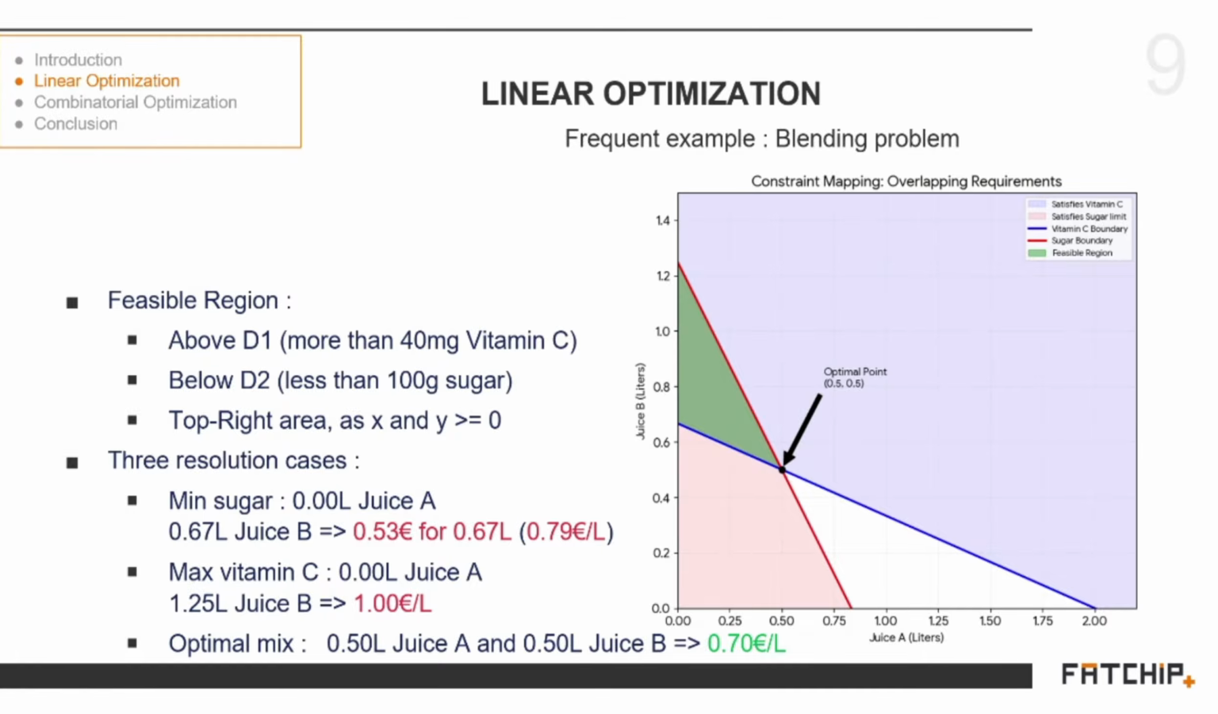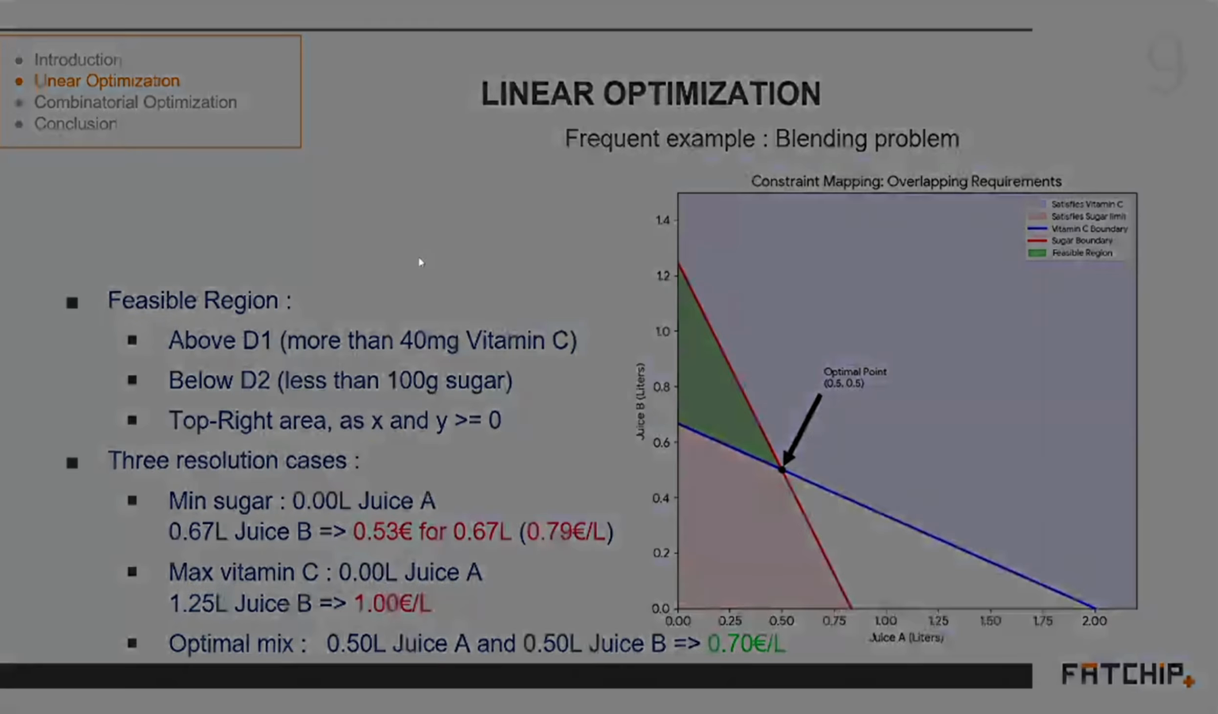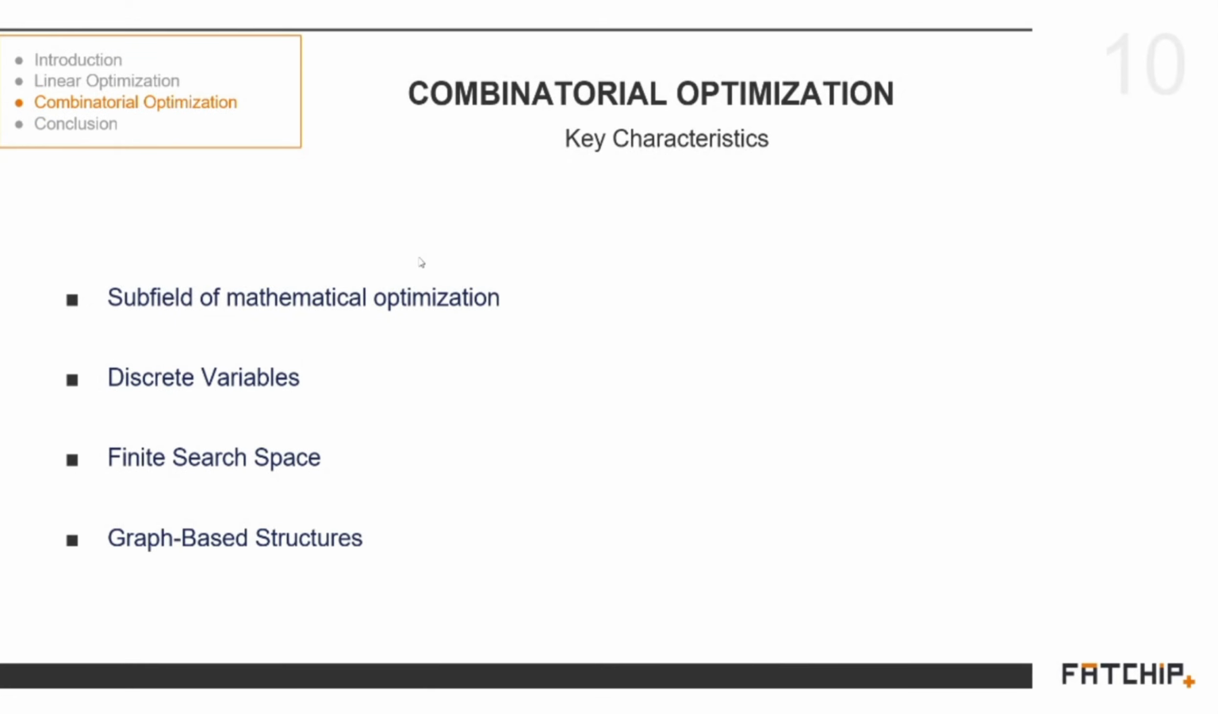Then for the combinatorial optimization, we'll just go a bit quicker because it's more complex actually. But that's a subdivision of the mathematical optimization, which is a very wide domain. The difference here, we use discrete variables, which means we don't use infinite range of variables with the decimals and so on. It's usually integer or binary, 0, 1, left, right, true, false, as when we explore a graph and we take some directions.